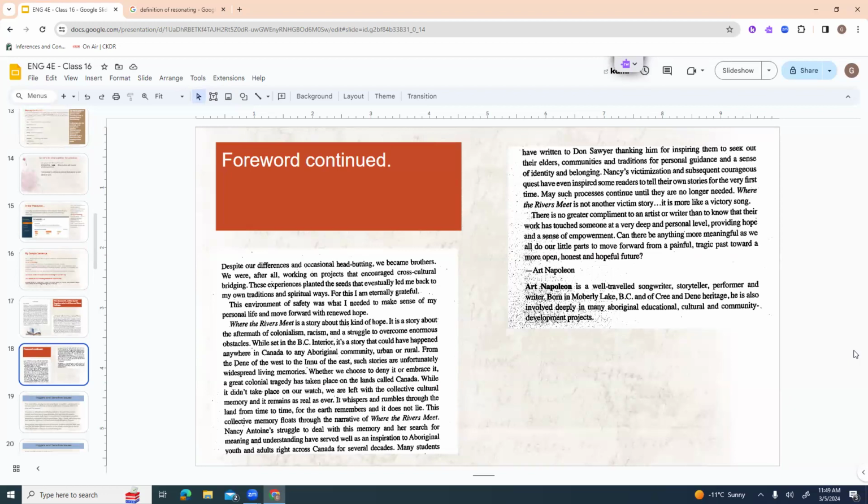living memories. Whether we choose to deny it or embrace it, a great colonial tragedy has taken place on the lands called Canada. While it didn't take place on our watch, we are left with the collective cultural memory, and it remains as real as ever. It whispers and rumbles through the land from time to time, for the earth remembers, and it does not lie. The collective memory floats through the narrative of Where the Rivers Meet.